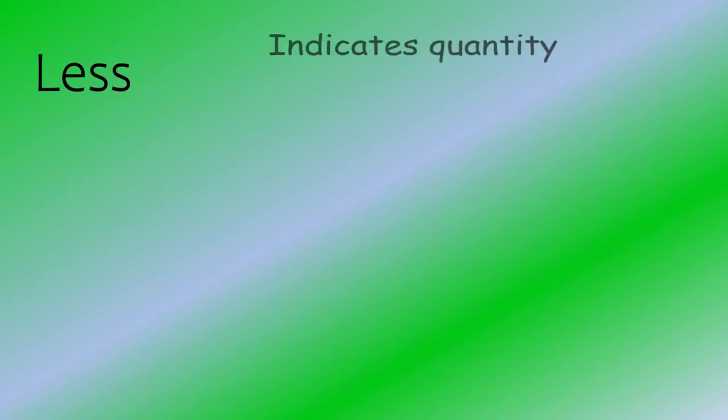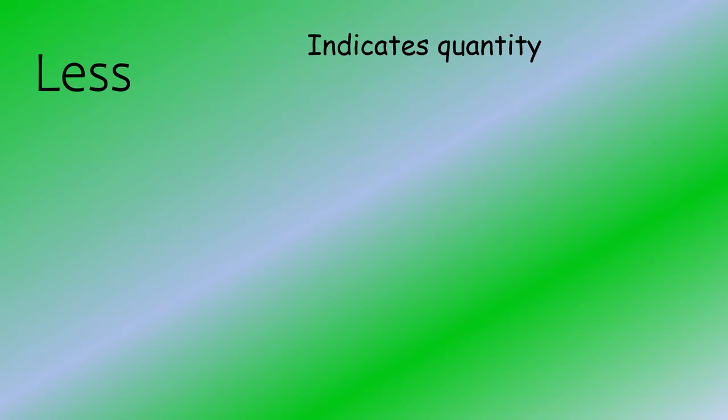Let's start with less, and we can say that less indicates quantity. It means we can use less along with quantity in order to indicate the quantity or the measurement of something. When we say this, you have to understand we cannot use less with numbers. We can use less only with quantity, with uncountable nouns.